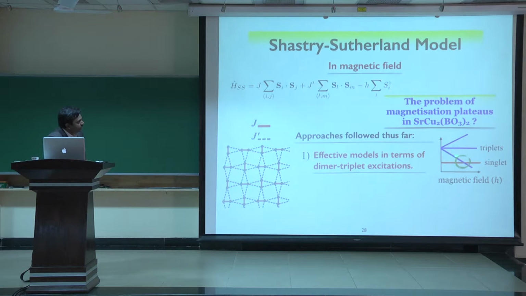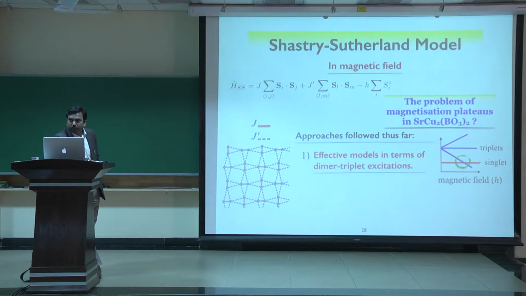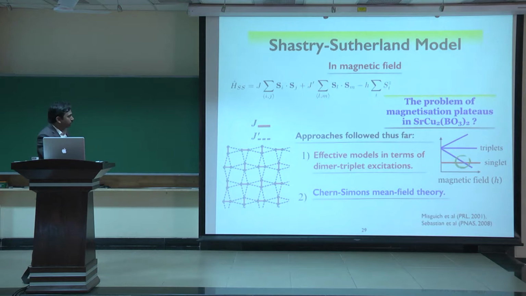So the idea is that we can't study the full problem. It's difficult, but at least we can simplify it, or generate an effective problem out of it, by focusing only on these two states, because it is this crossing which generates the magnetization in the system. So you ignore these two triplets at any finite field, and just focus on these two, the singlet and the lowest triplet, which cross eventually and generate magnetization. And so you can think about an effective hardcore boson problem. This is what people have done systematically.